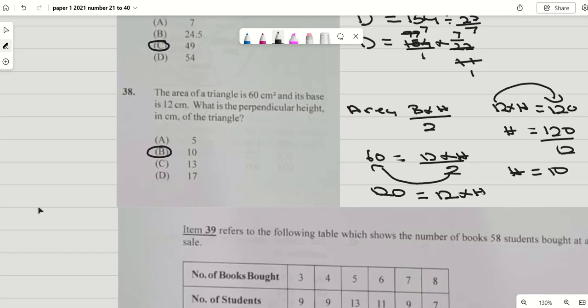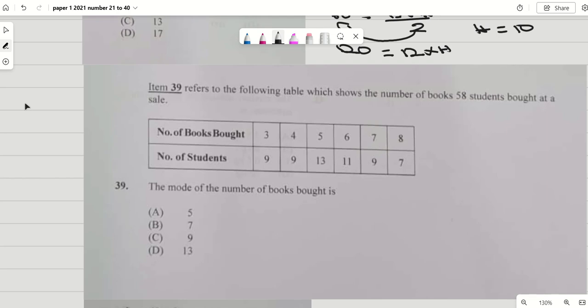Or again, guys, you could have put each answer in your formula. So with base 12 multiplied by 5 over 2, you check that: 12 5s are 60, 60 divided by 2 is 30. So you know A is not your answer. You could have done it like this instead of making h your subject.